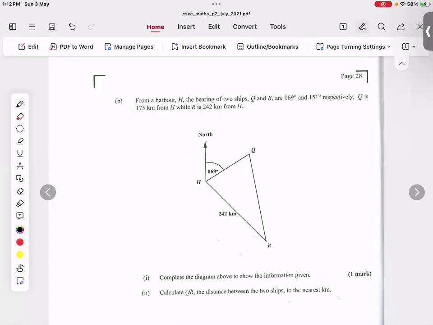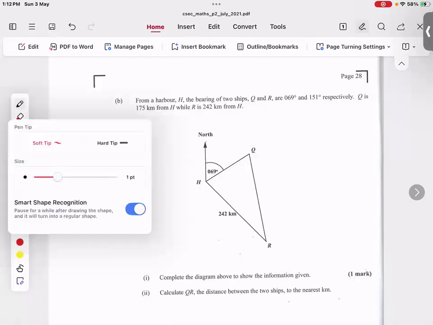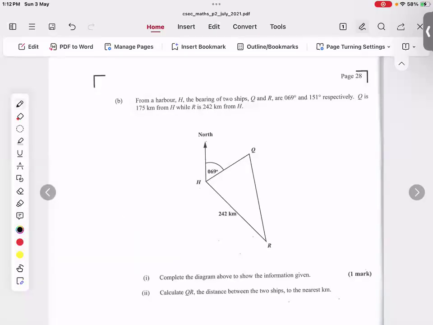Thank you. Lovely. So, as per usual, as we read, we are going to analyze line by line. We don't want to read and then I try to interpret. As we read, we interpret. So, just as she said, from a harbor, H, the bearings of two ships, Q and R. So these are the two ships here. Ship 1, ship 2, right here. Those are the two ships. And they are 69 and 151.